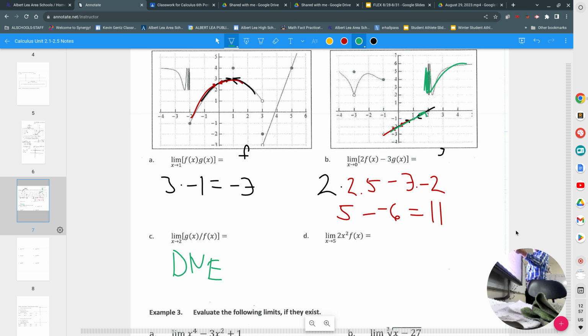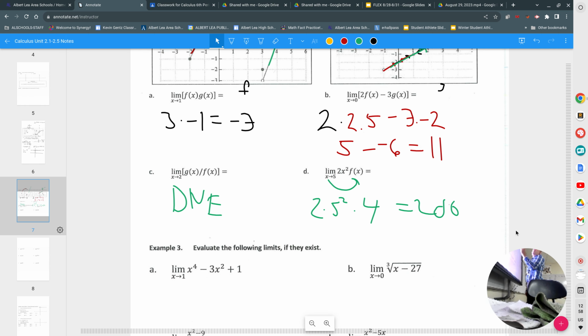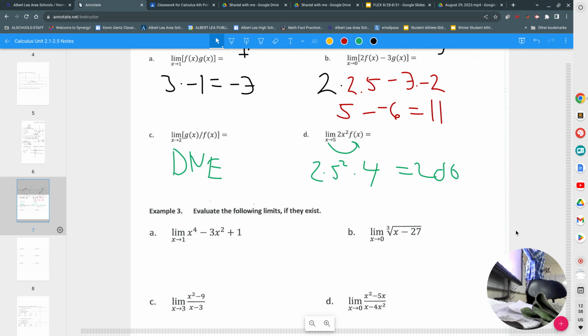And the last one, the limit as x approaches 5. So first of all, let's figure out the limit as x approaches 5 for f of x. As x approaches 5, the output approaches 4. So you have 4 times 2x squared. Anybody want to guess what I plug in for x? 5. I do plug in 5. So it's 2 times 5 squared. And 5 squared is 25, times 4 is 100, times 2 is 200. Where did you get the 5? X is approaching 5, so the 5 is what I plug in.